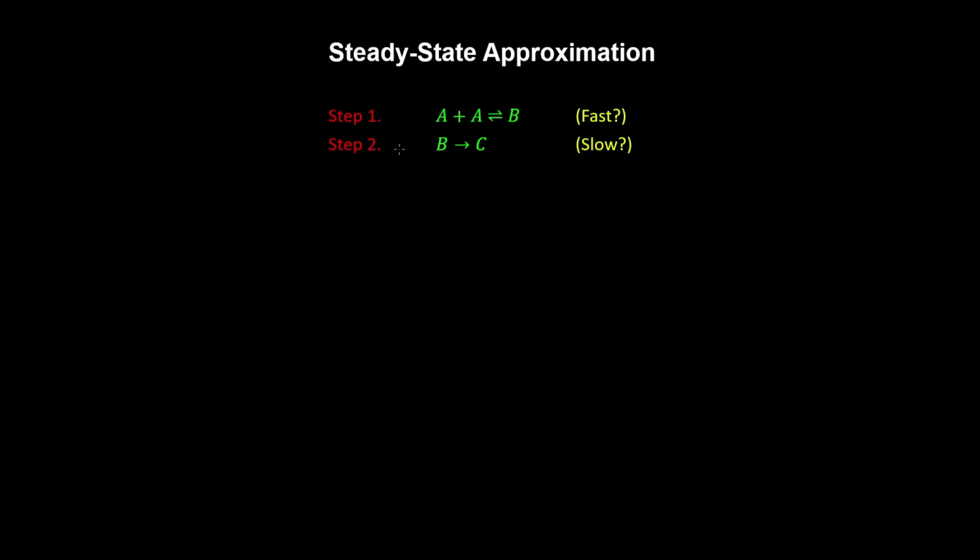We can use the steady state approximation method to determine the rate law for a multi-step reaction where the rate determining step is not known. So first we'll assign a rate constant in the forward and backward reaction of step 1, and another rate constant for the irreversible reaction in step 2. And we'll write the rate law using the irreversible step.